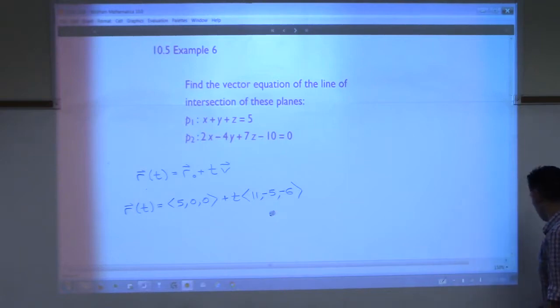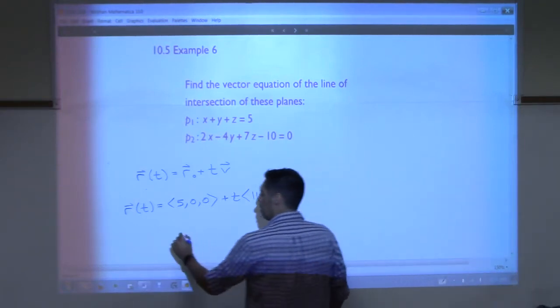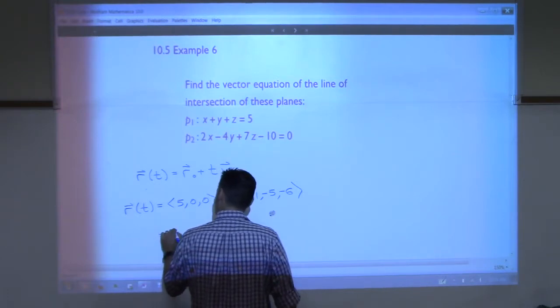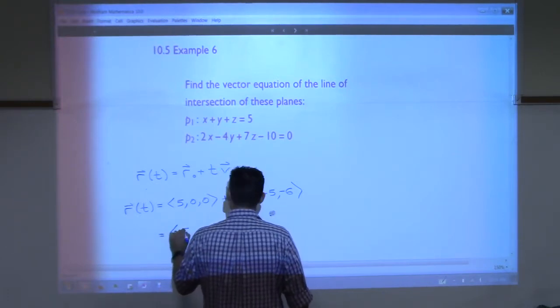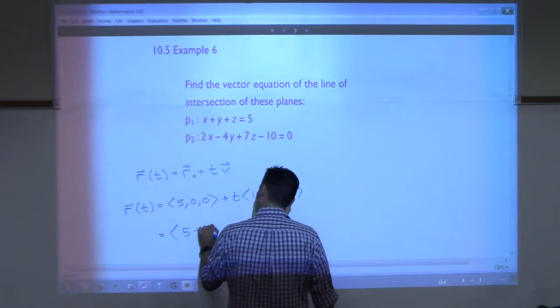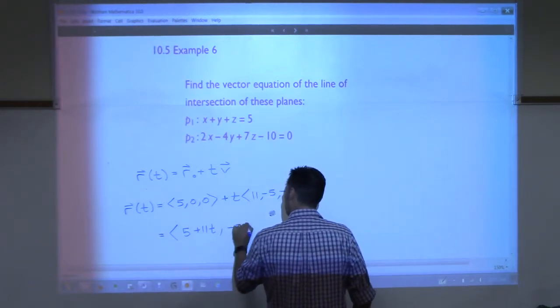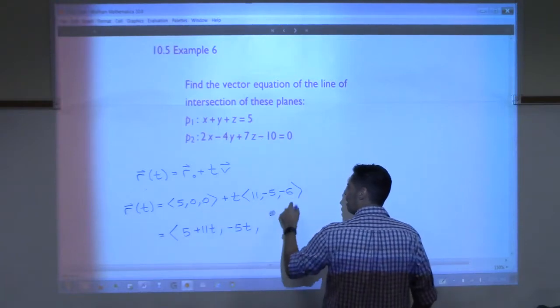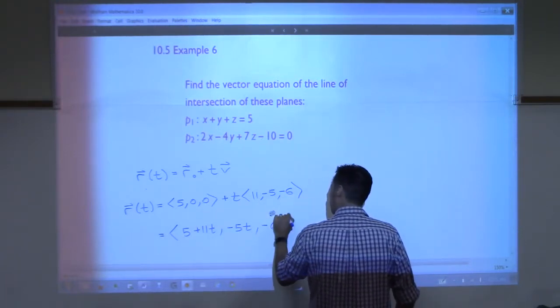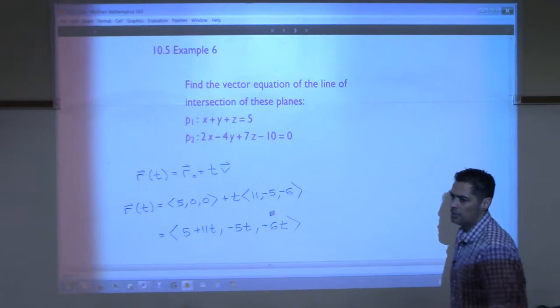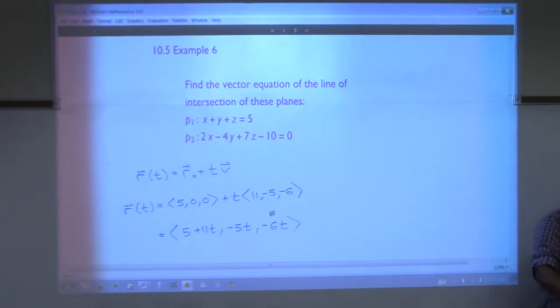Let me finish writing this first. This would be written together: 5 plus 11t, 0 plus, so minus 5t, and then 0, and then take away 6t, right there. So that's combining them together. Again, we did that previous class. There's your vector equation for your line.